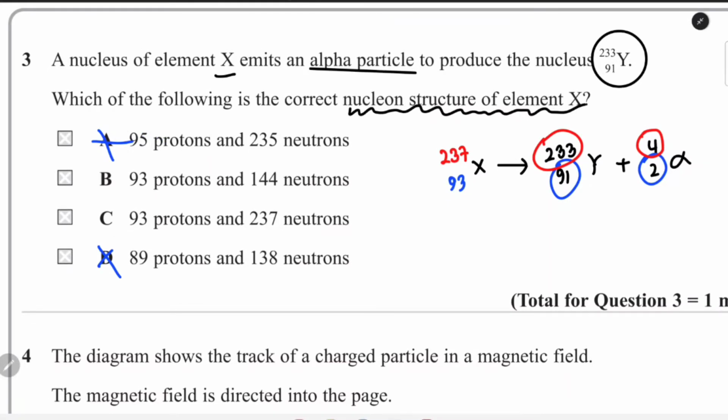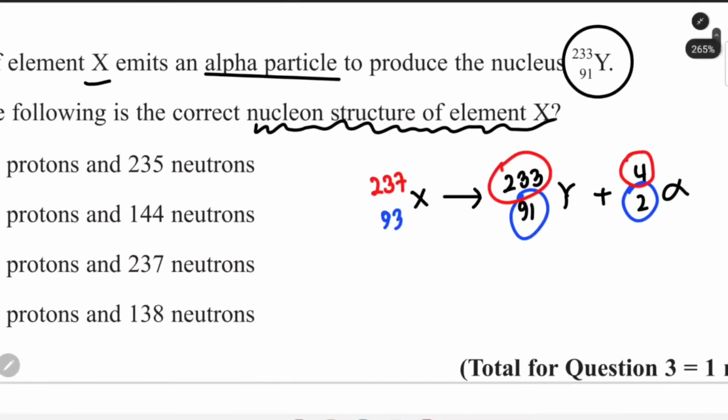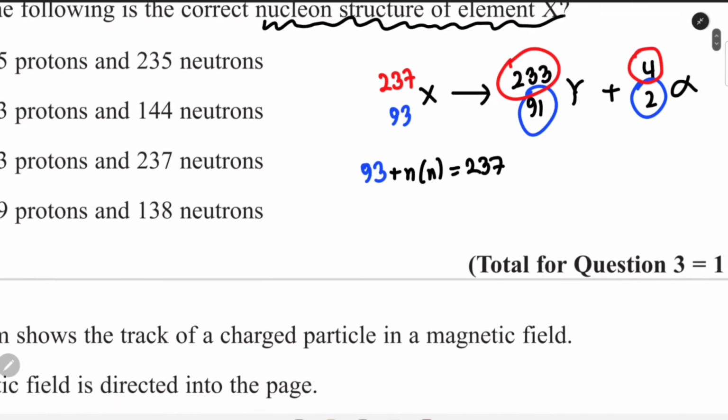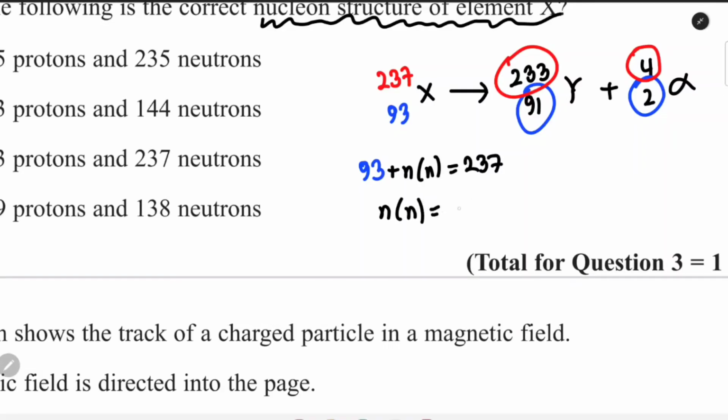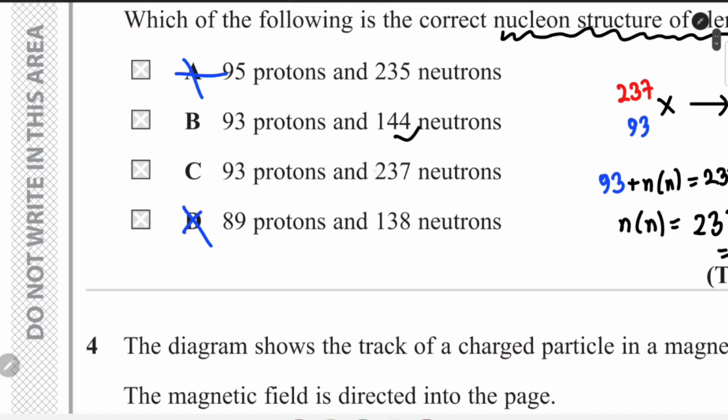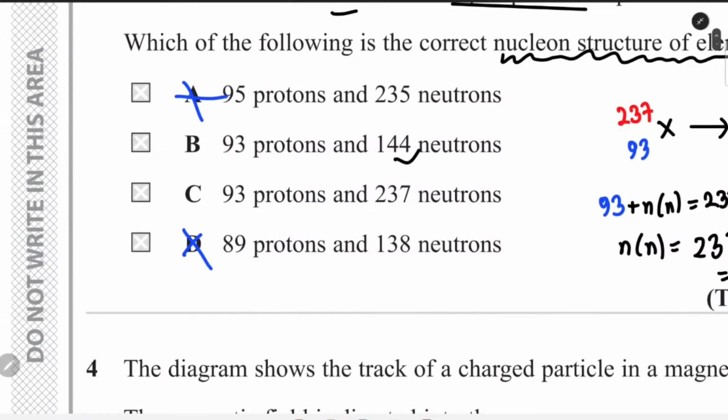Now I have to look for the number of neutrons. In this case, the mass number is 237. So the number of protons plus the number of neutrons add up to 237. We know that the number of protons is 93. So the number of neutrons is 237 minus 93, which is 144. So the number of neutrons is 144, not 237. 237 is the mass number. So the total number of neutrons and protons is 237.